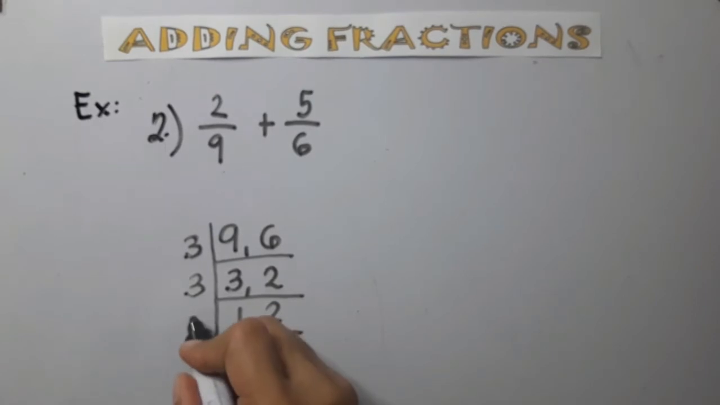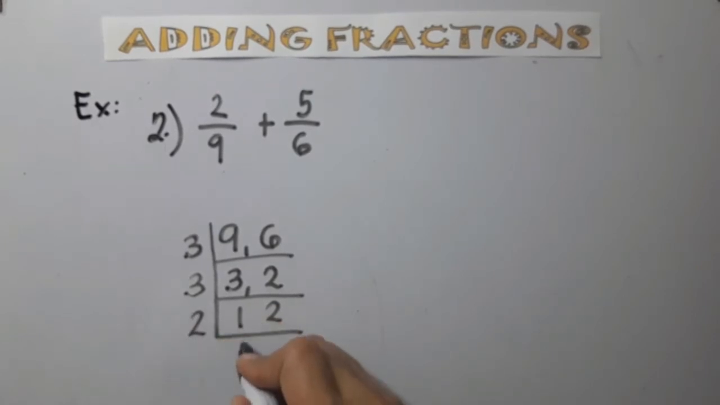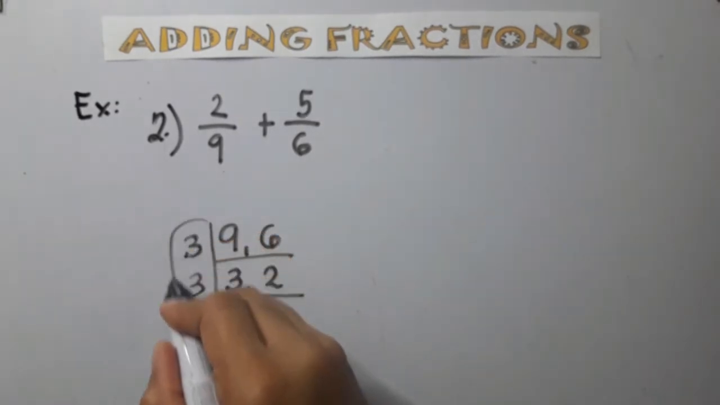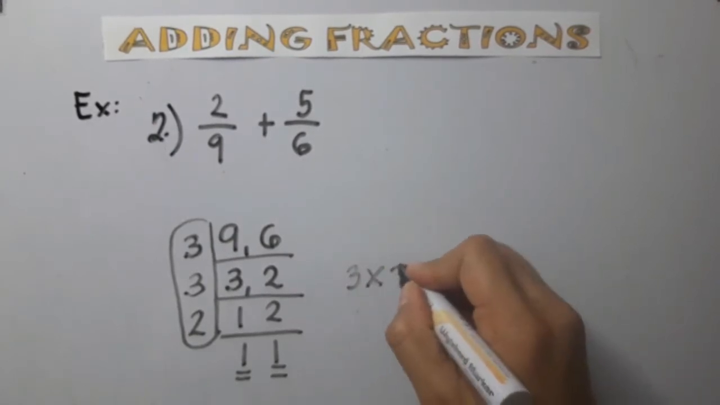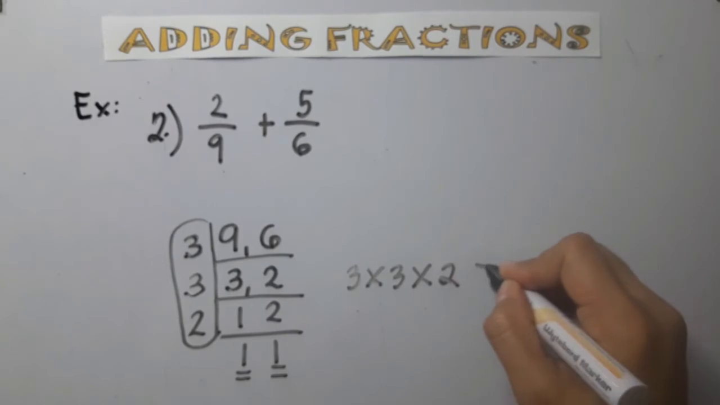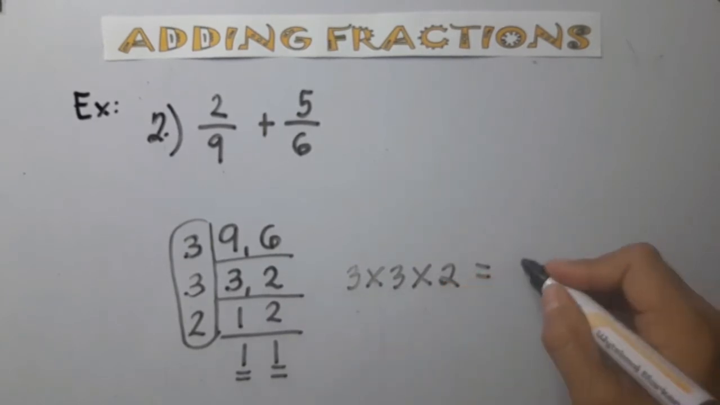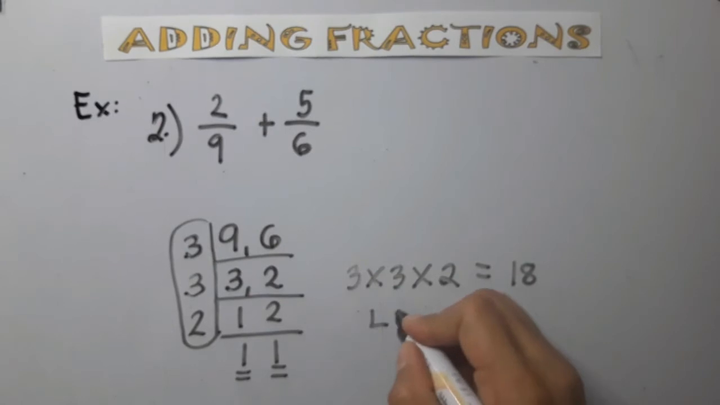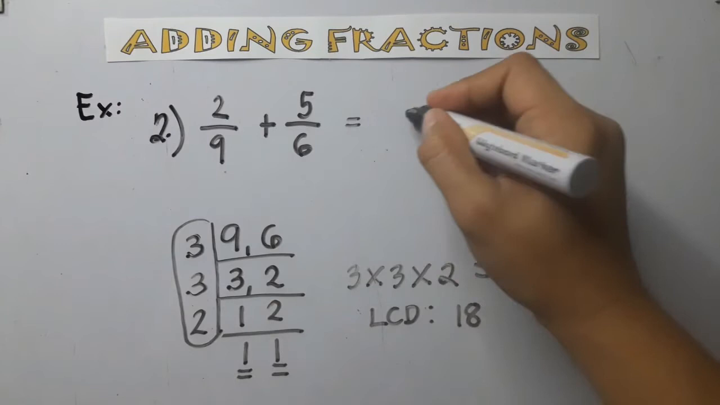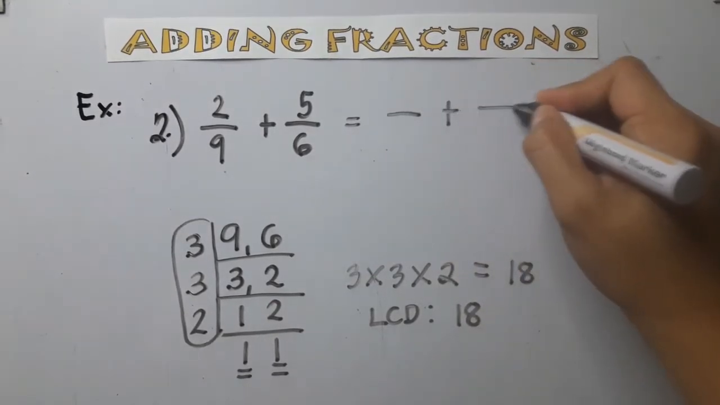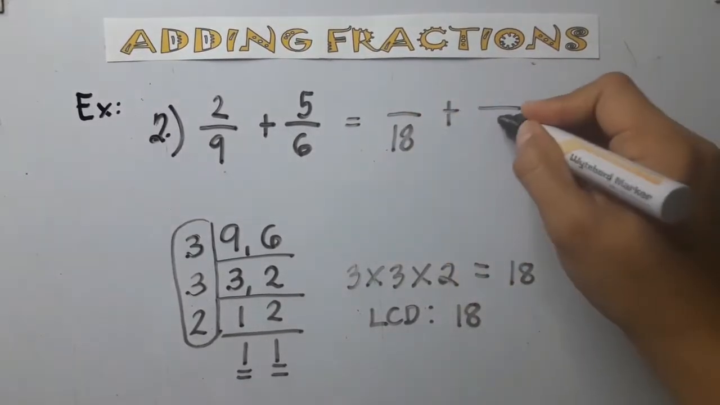Then we're going to divide it by 2. So 2 divided by 2 is 1. Since they are both 1 at the bottom, we're going to stop from there, and then we're going to multiply these. So 3 times 3 times 2. 3 times 3 is 9, times 2 is 18. So therefore, our LCD is 18. We're going to write here our LCD, that is 18.